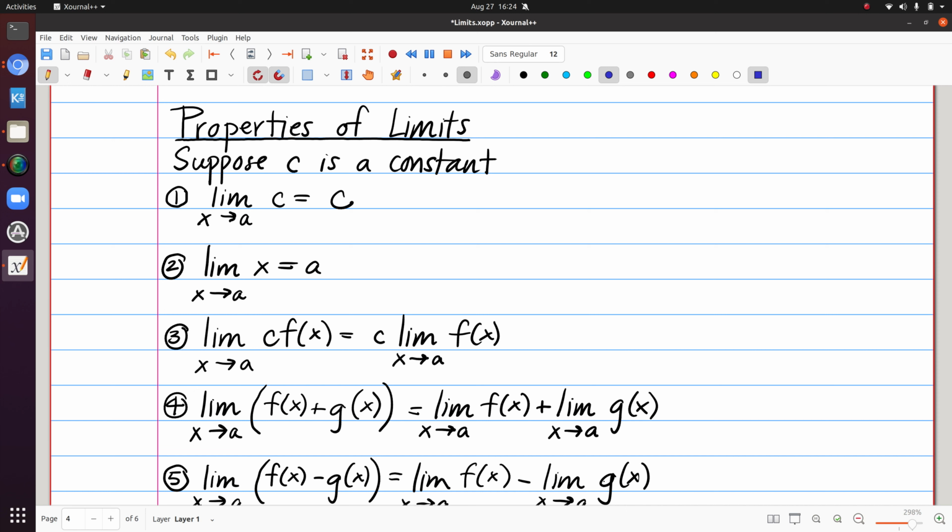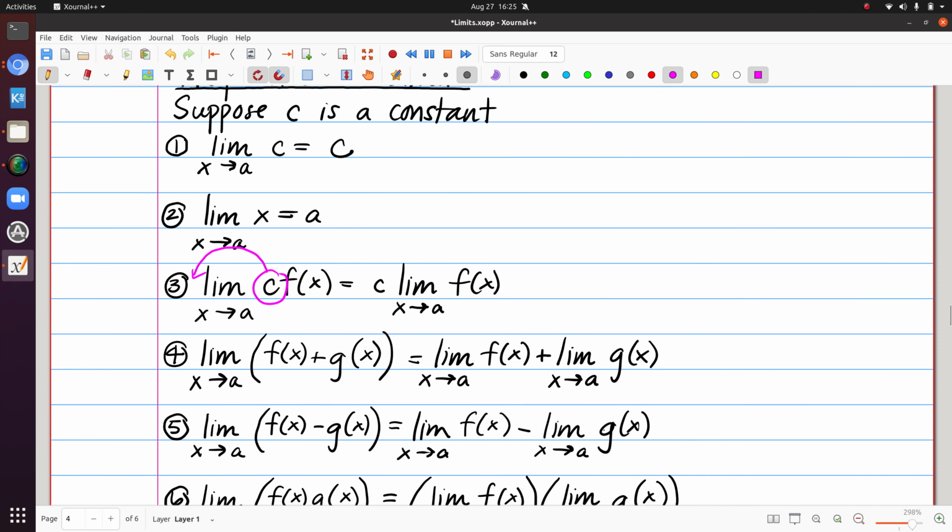Property 3 is essentially thinking about constant multiples. What we're saying is that if I have c times f of x, and I'm taking the limit as x approaches a, I'm allowed to take constant multiples and bring them outside of the limit.